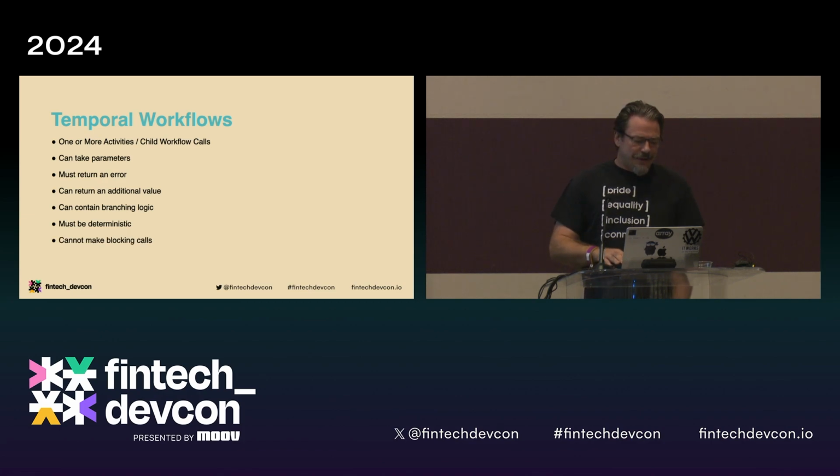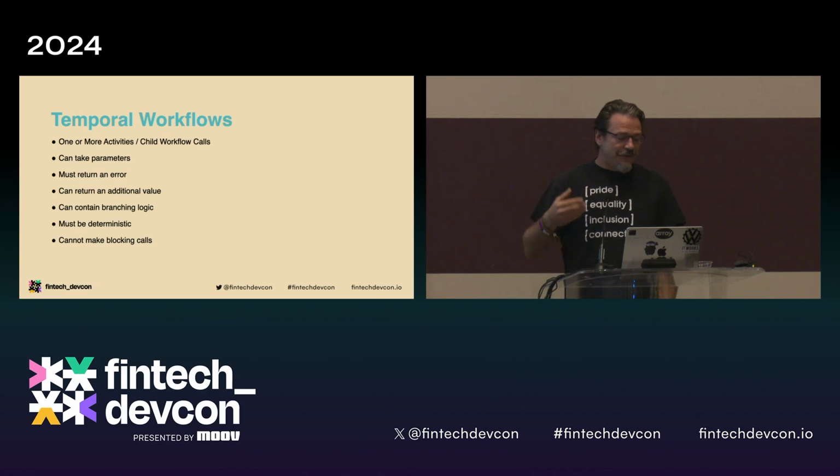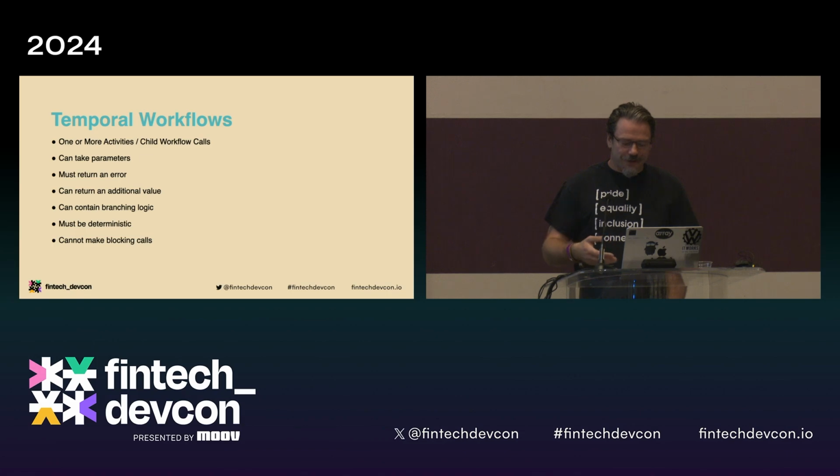So that also means that they can't make any blocking calls. The actual workflow processor will error out at you if you're making some kind of blocking I/O within that workflow. And that's partly as well because it wants that job to run quickly to spin off new activity jobs. But the workflows themselves can't block.